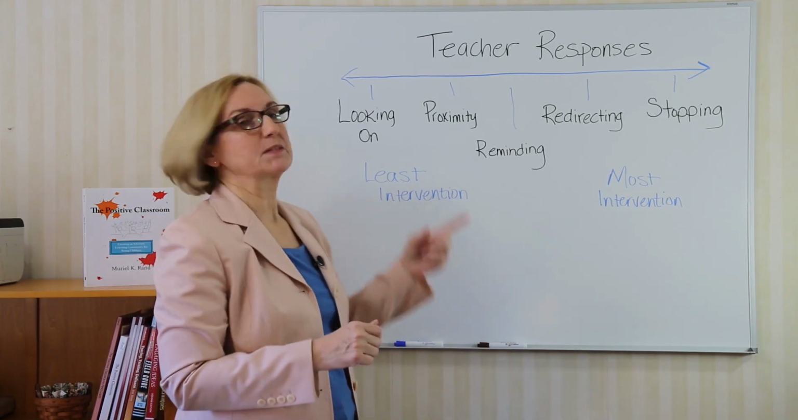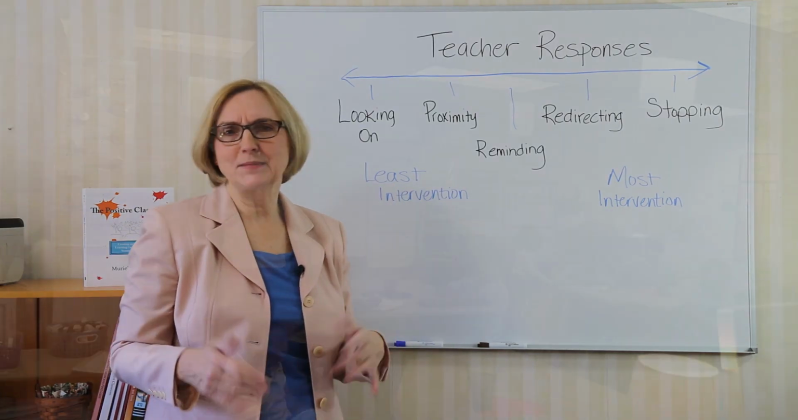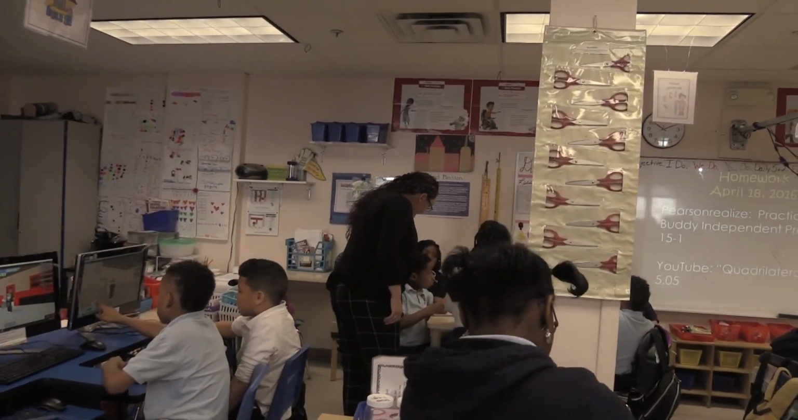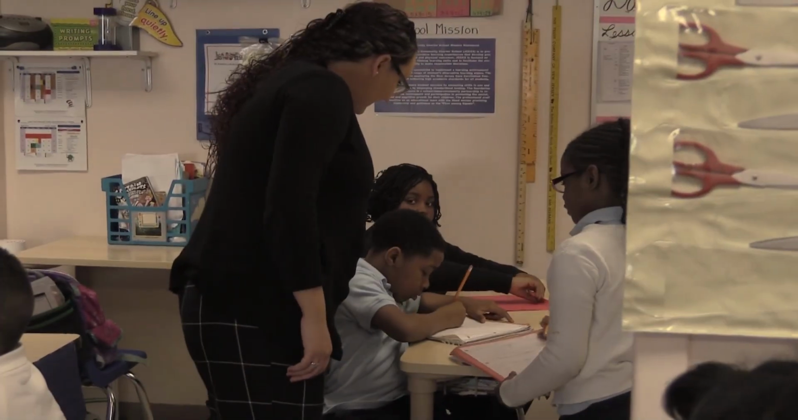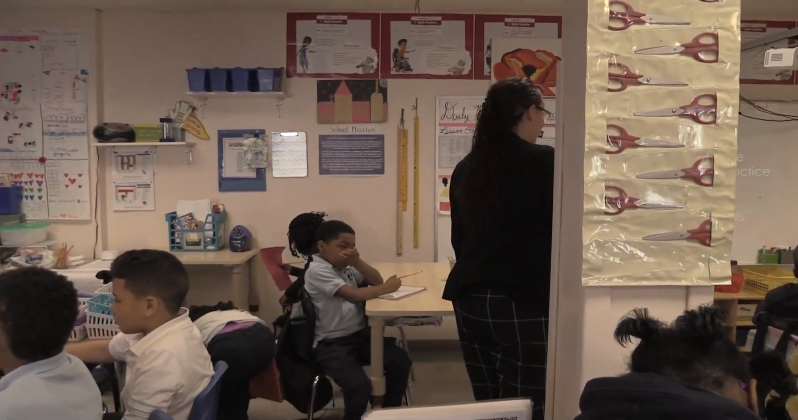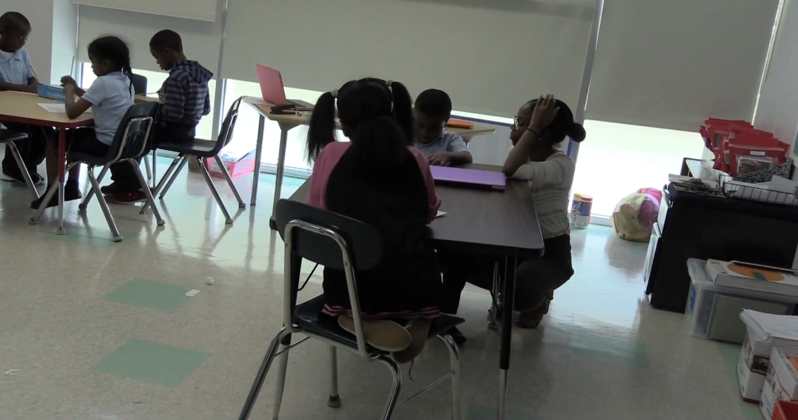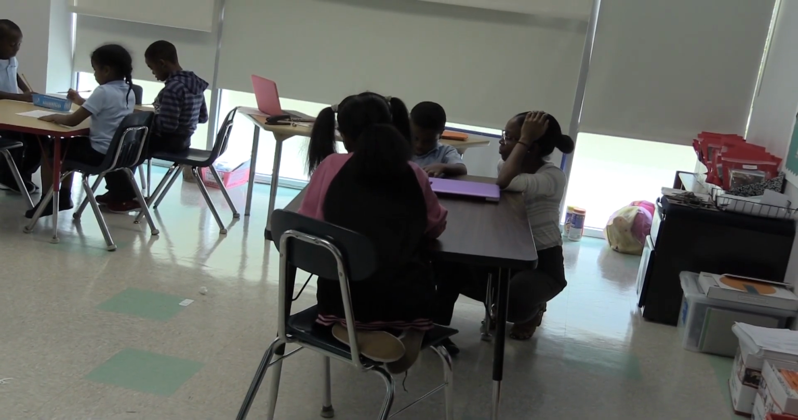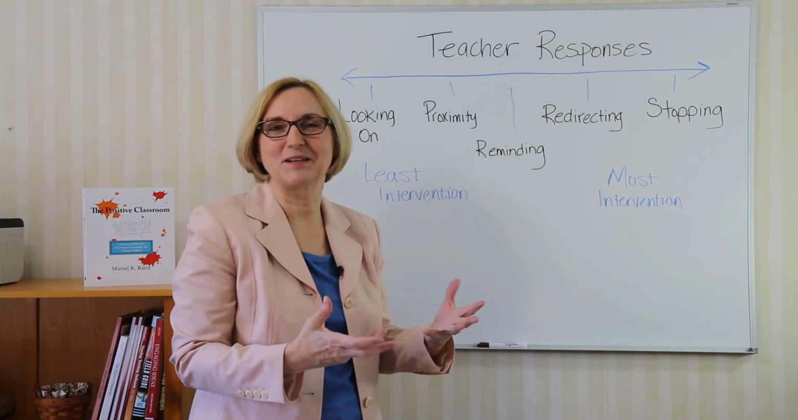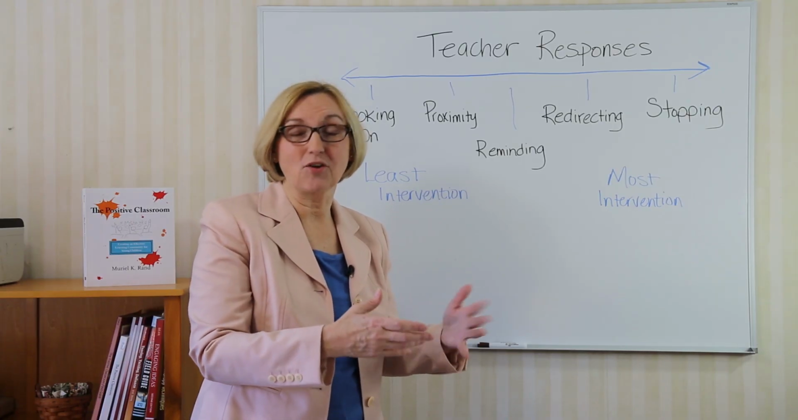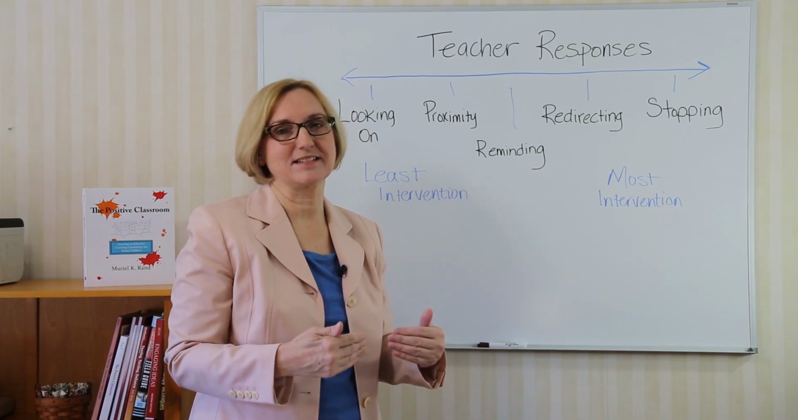The next possible response is proximity. And this means just standing closer. Teachers have been using this since the beginning of time. You know, if you've got kids over here that are getting a little off task, I just simply walk over close to their desk or their table. And our presence acts as an external form of monitoring. We're like the external conscience that they don't have. It's a little bit like Jiminy Cricket. We remind them of what's right and wrong just by our presence.